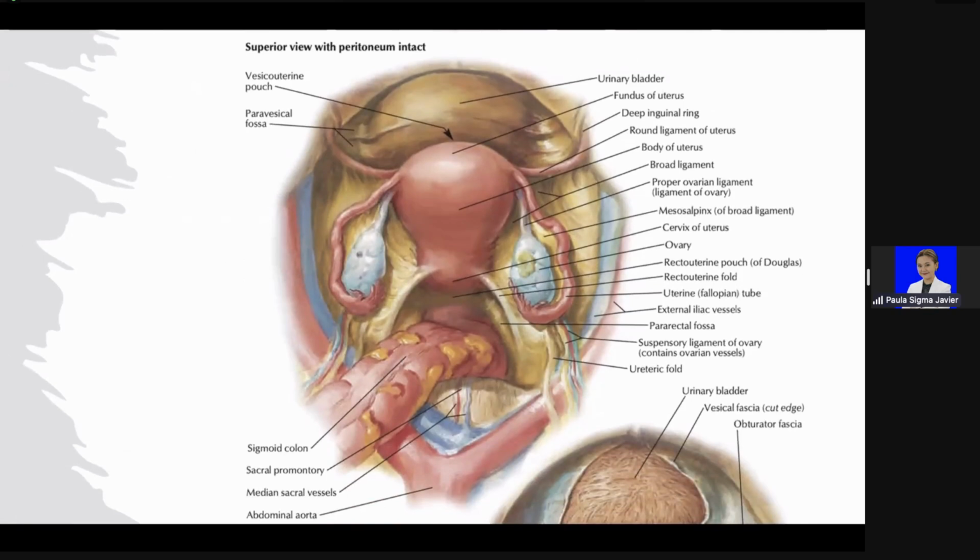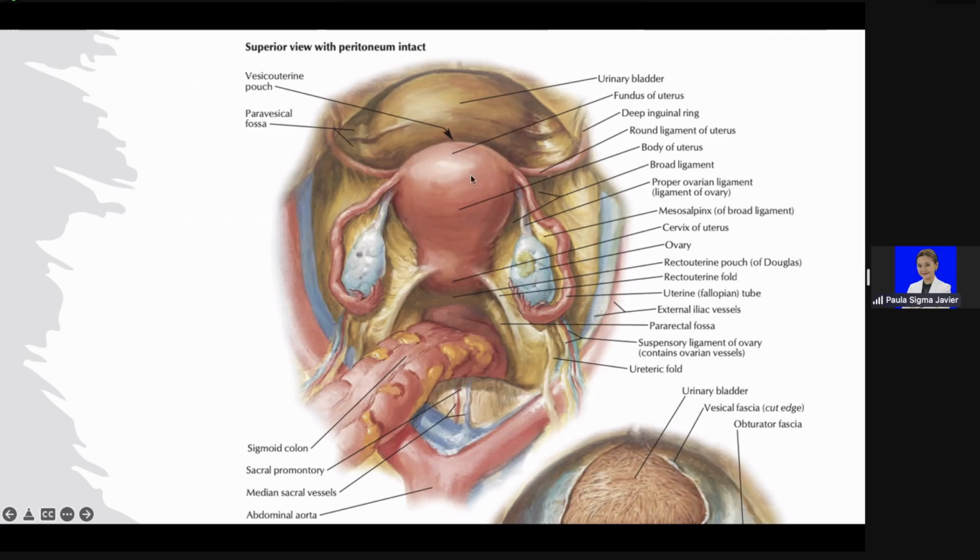So on superior view, I just wanted to show you that this is posterior, this is anterior. This is the round ligament of the uterus. This is the fallopian tube, which is the most superior portion of the broad ligament. Okay. This is the ovarian ligament, round ligament of the ovary, ligament of the ovary. Here we have your suspensory ligament of the ovary. As you will notice, the suspensory ligament contains your ovarian vessels.